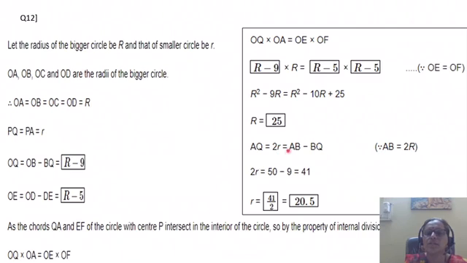AQ is twice the smaller radius, that is AB minus BQ, but AB is twice R. So you have 2r as 41. So the radius of the smaller circle is 20.5.